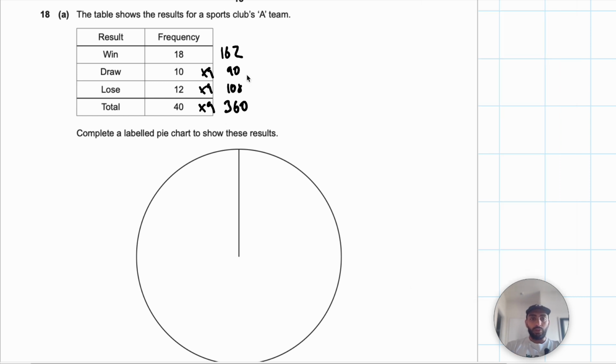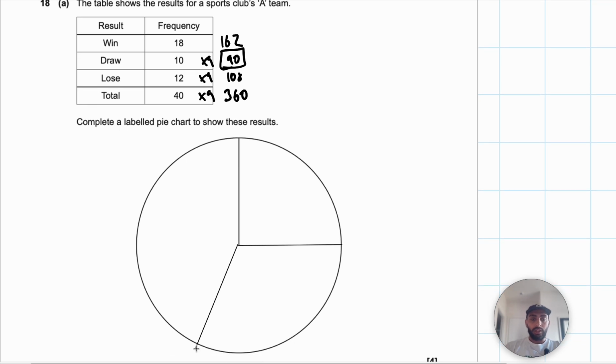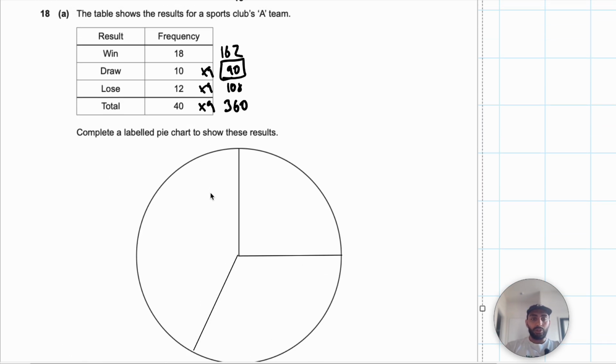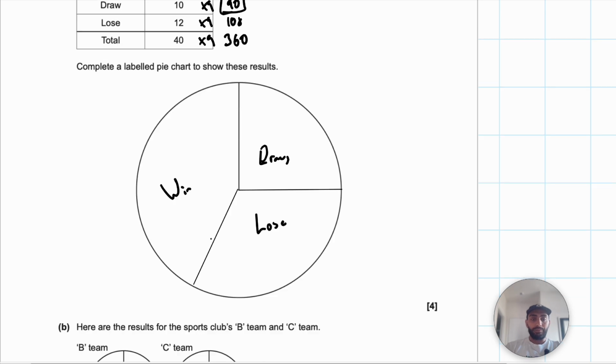All we need to do is draw these on. So I'd probably draw this 90 degrees on first, use a protractor, and it looks something like this. That would be a right angle, so it's quite easy to draw. Then I'd do this 108, so that would be there. And then the last one should measure 162, so that's how you can check your answer. After you've done the first two, measure the angle of this last one, and it should be 162. Just label those up, so that would be draw, that would be lose, and that would be win.